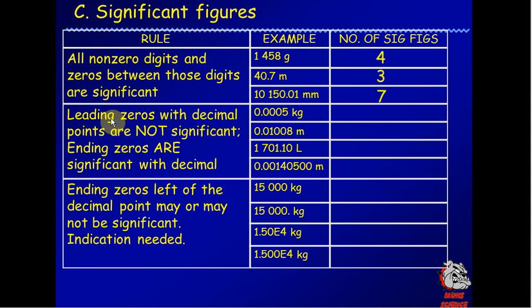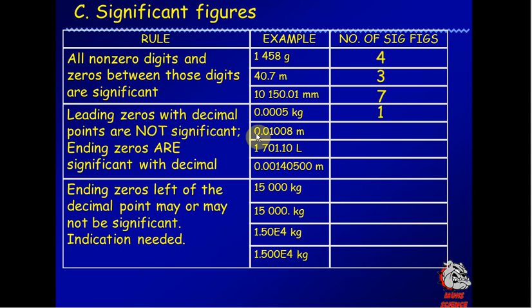Rule number 2 says that leading zeros with decimal points are not significant. That's the first part. So here we have these 4 zeros out in front. These are nothing more than leading zeros, and by definition they are not considered significant. They are just placeholders for the number. So in this case, 0.0005 is a 1 sig fig number.